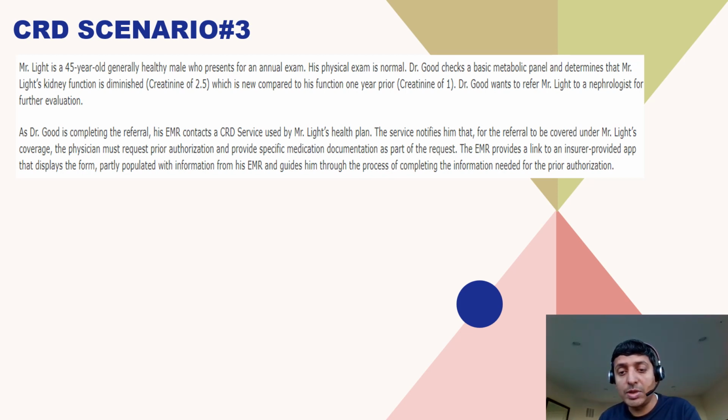Dr. Good wants to refer Mr. Light to a neurologist for further evaluation. As Dr. Good is completing the referral, his EMR contacts a CRD service used by Mr. Light's health plan. The service notifies him that for the referral to the covered services under Mr. Light's coverage, the physician must require prior authorization and provide specific medical documentation as part of the request. The EMR provides a link to an insurer-provided app that displays the form, partly populated with information from his EMR, and guides him through the process of completing the information needed for the prior authorization.